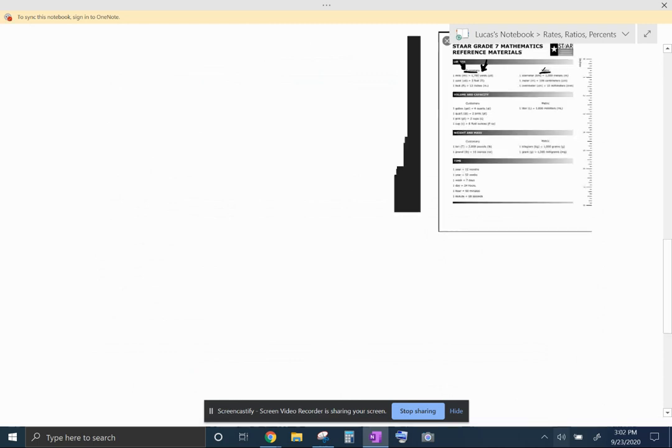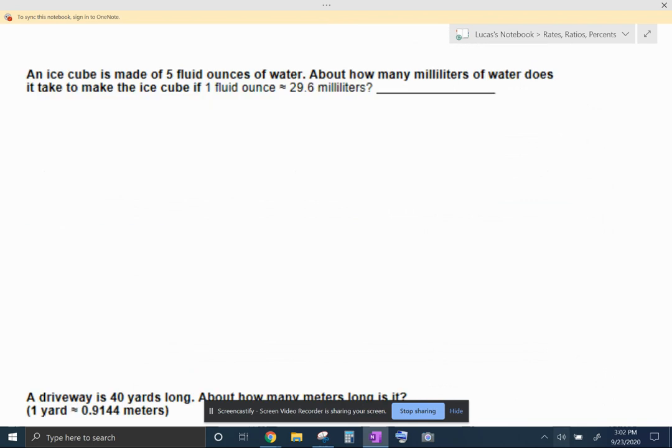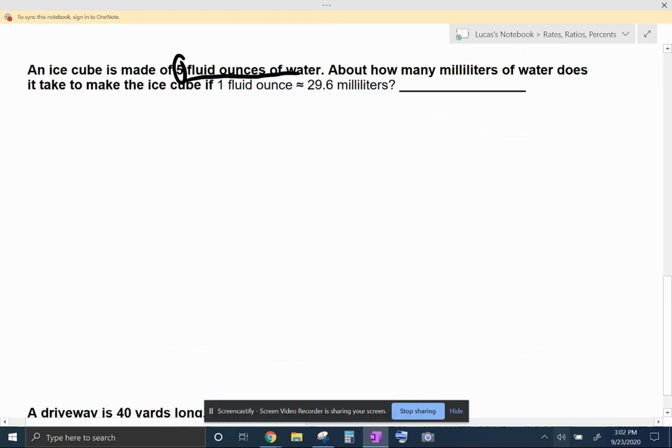So let's get right into it. It's really very, very simple. Let's say these are the types of questions that you'll see. It says an ice cube is made up of 5 fluid ounces of water. And the question is about how many milliliters of water does it take to make the ice cube if 1 fluid ounce is about 29.6 milliliters?